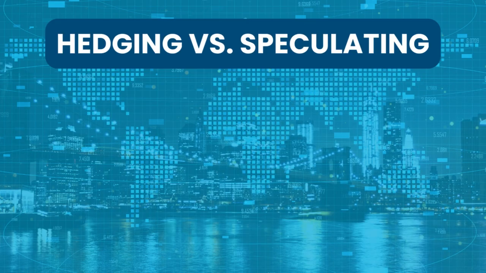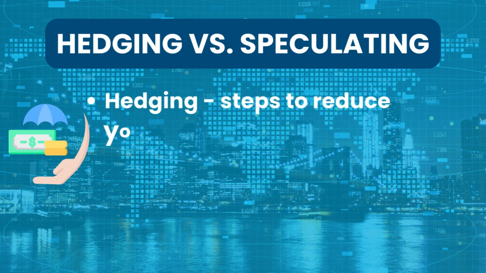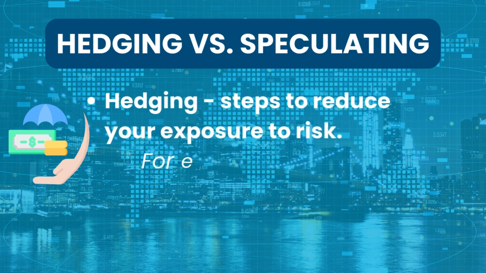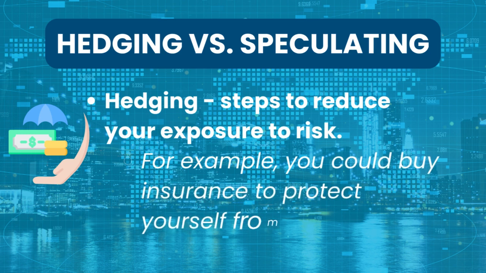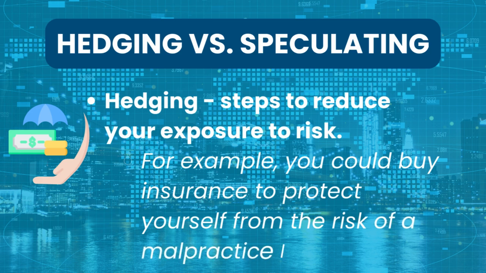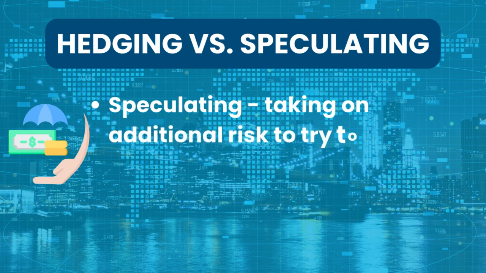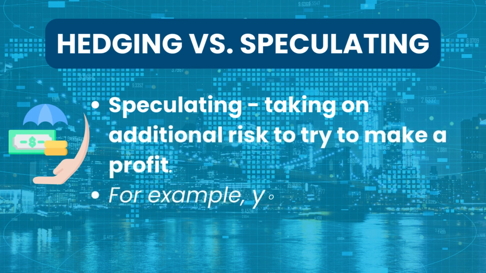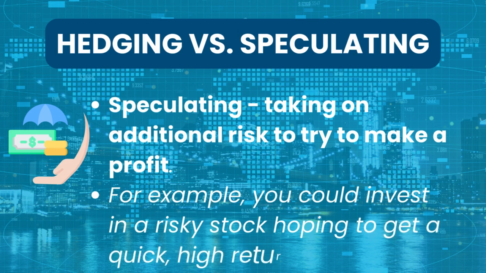Hedging versus speculating. There are two main ways to manage risk: hedging and speculating. Hedging is the process of taking steps to reduce your exposure to risks. For example, you could buy insurance to protect yourself from the risk of a malpractice lawsuit. Speculating is the process of taking on additional risk to try to make a profit. For example, you could invest in a risky stock hoping to get a quick, high return.